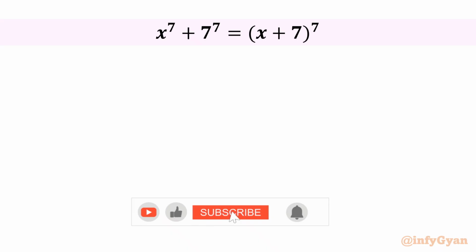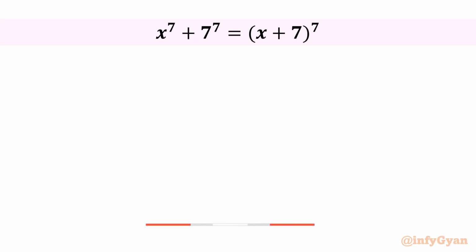In this video we have another very interesting and challenging question from algebra. x^7 + 7^7 = (x + 7)^7. Once we expand the RHS, we will get x^7, which will cancel the LHS x^7. So we are going to calculate only 6 solutions.